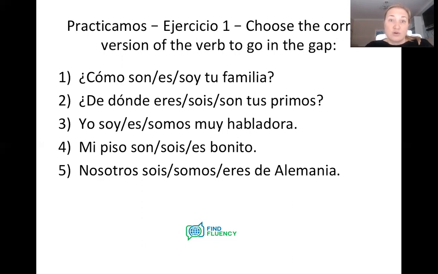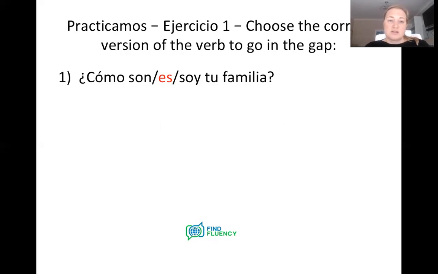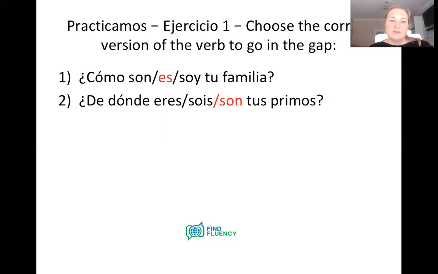Okay, moving on. Las respuestas, las soluciones to our answers then. So number 1, we should have chosen es here. ¿Cómo es tu familia? What is your family like? It's a singular noun. So although in English we may be tempted to say ¿Cómo son tu familia? What are your family like? We really need ¿Cómo es in Spanish. What is your family like?